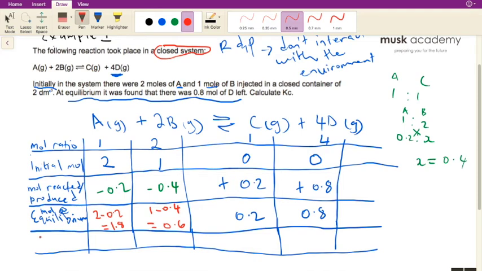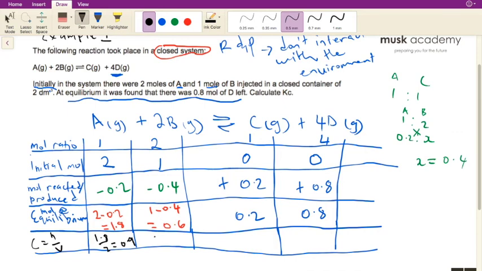Now the last thing you do here is you calculate the concentration. The formula for concentration is the number of moles over the volume given. So this will be the number of moles at equilibrium over the volume that the reaction is taking place in. So this will be 1.8 divided by 2, which will give you 0.9.